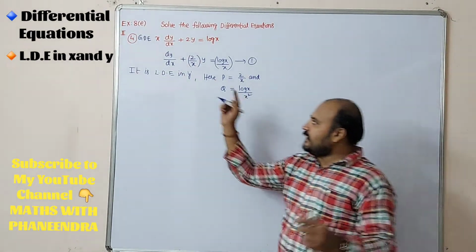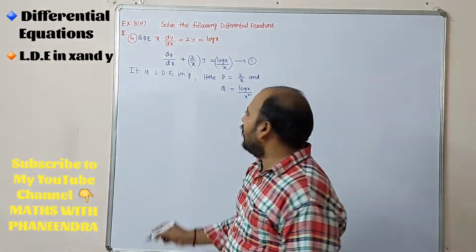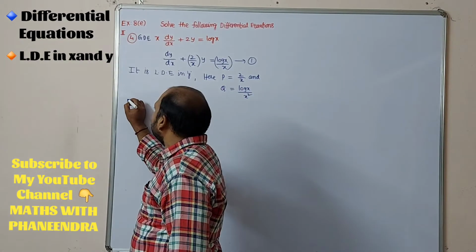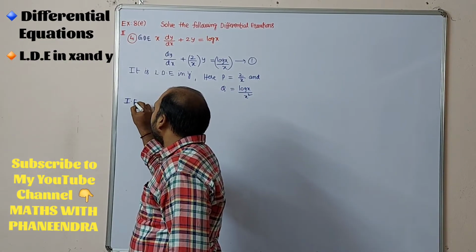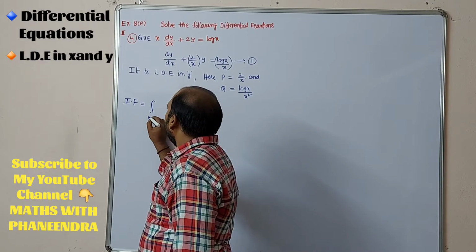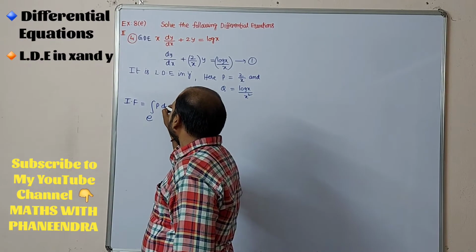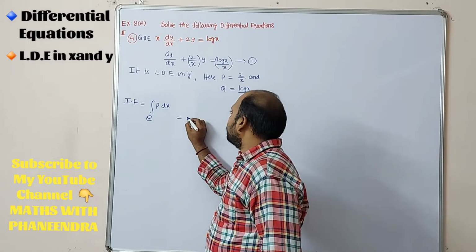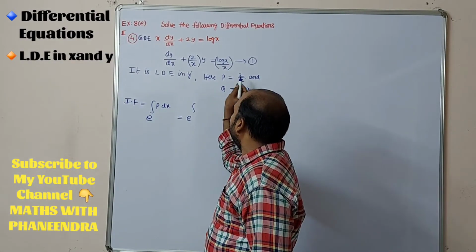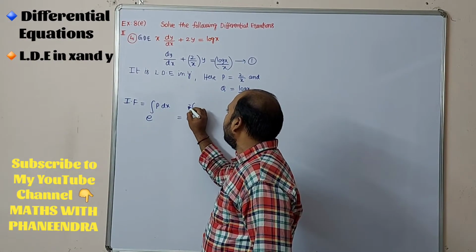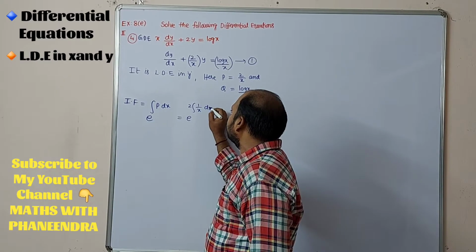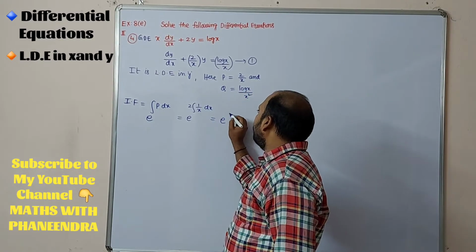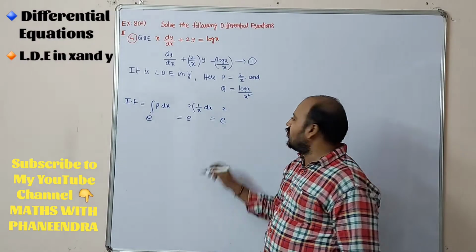So whenever it is a linear differential equation in y, the integrating factor you can calculate as e power integral p dx, which is equal to e power integral of p value 2 by x. Here 2 we can take outside, 1 by x into dx. E power 2 into integral 1 by x is log mod x.